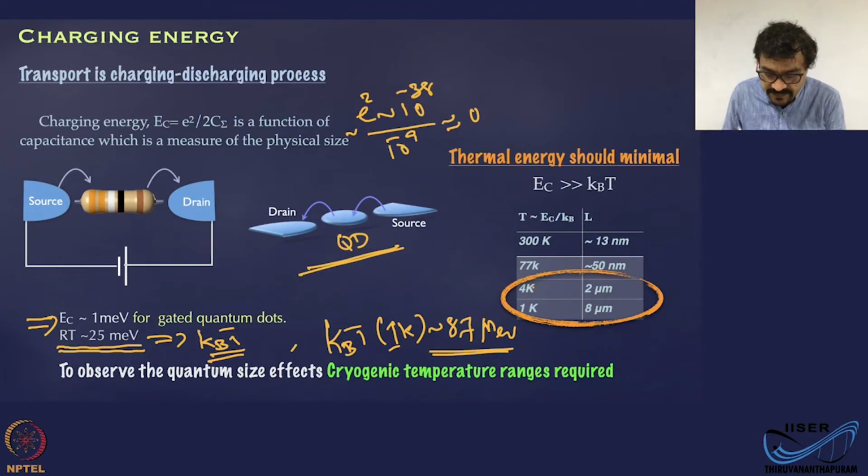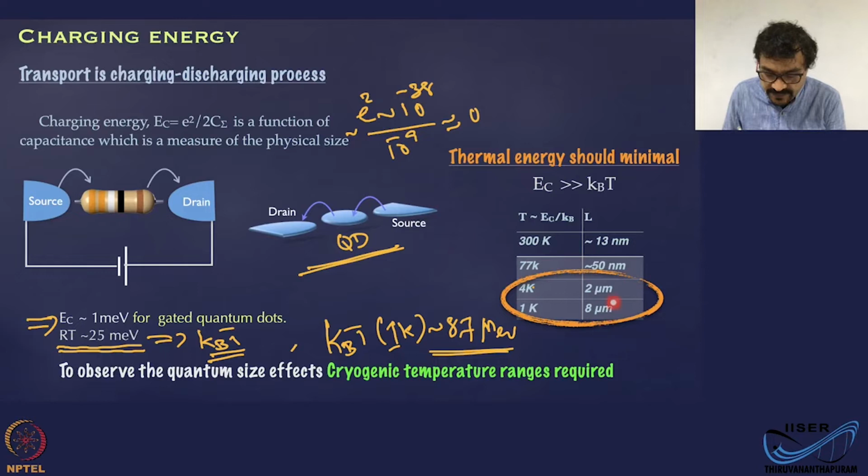Just to give you a feeling, here I have a table assuming these quantum dots are spherical, which roughly gives you the size scale that you require to observe charging or discharging effects at a certain temperature. For example, at 300 Kelvin, it should be on the nanometer scale. At 77 Kelvin, you need about 15 nanometers. At 4 Kelvin, a 2 micrometer object can actually show you, and at 1 Kelvin, even objects a few more micrometers in size can show you these charging and discharging effects.